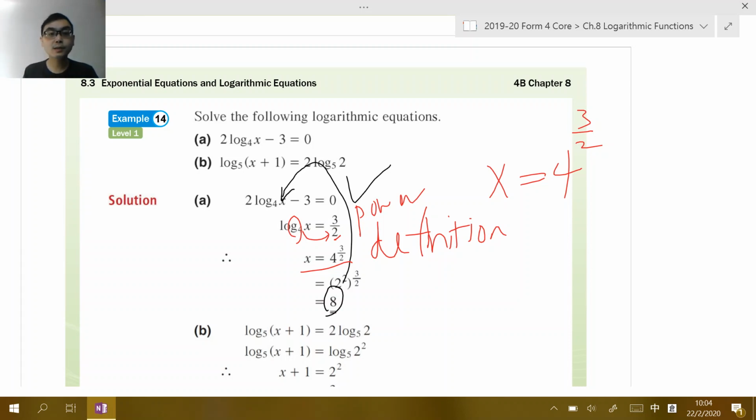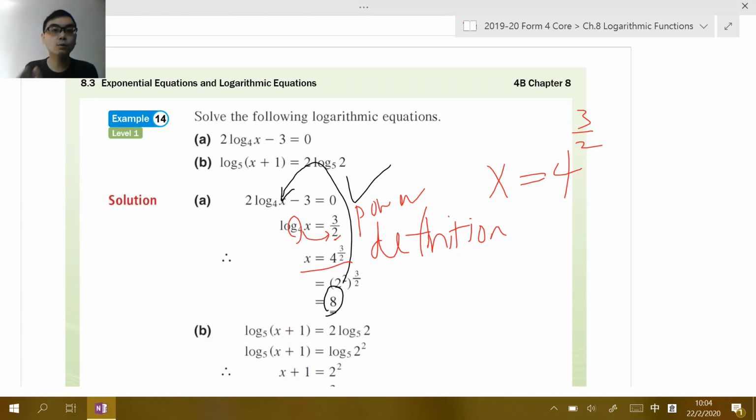But please remember that even for this very easy question, always keep in mind that after you have got the number x, put it back into the original equation to see if there is any problem. What is meant by putting it back to see if there's any problem? That means you key in 8 into 2 log_4 8 minus 3 to see whether there is a problem shown in your calculator.